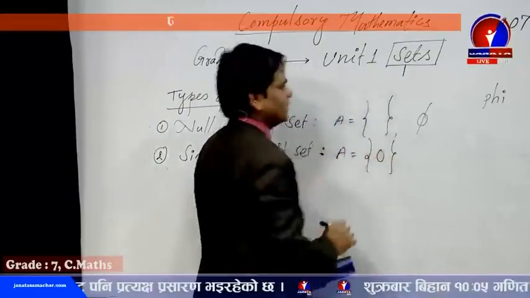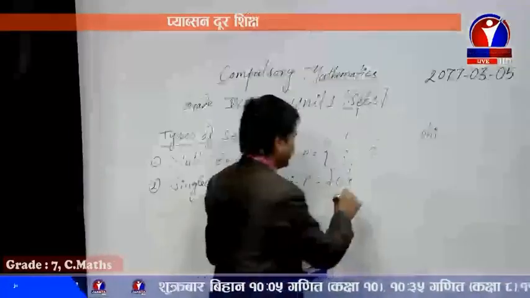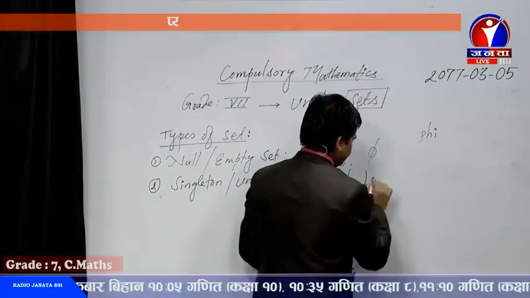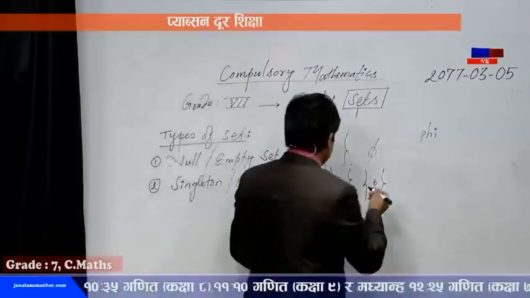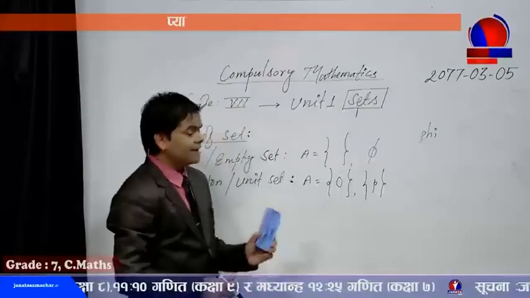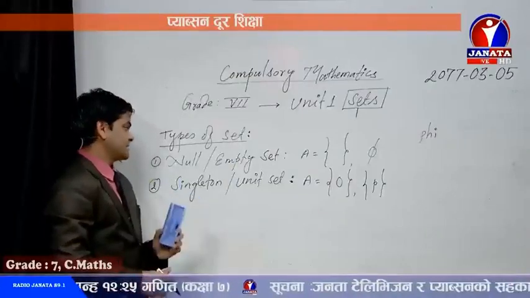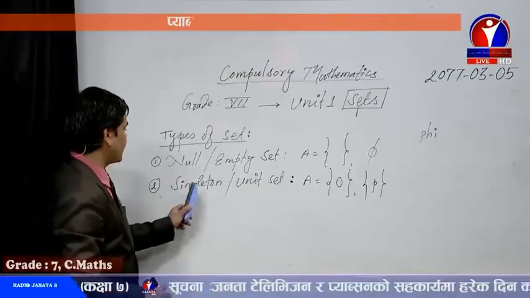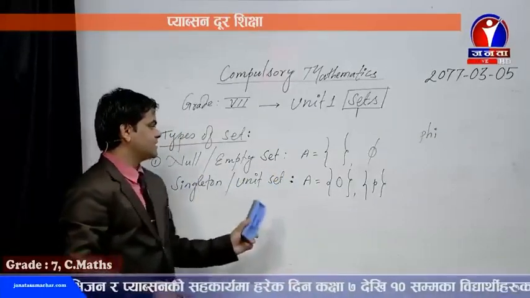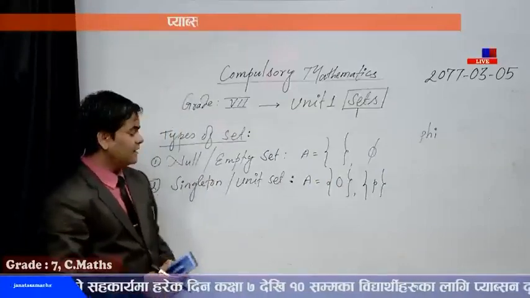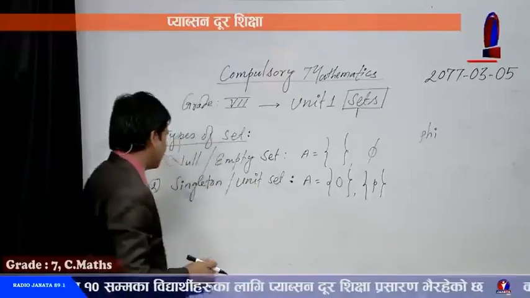That means we can write this one. At the time I had used this one, but it is not a null set. You can keep another example also, P. In this way, if you keep only one element inside the curly bracket, that type of set is known as unit set or singleton set. In any examination, if you are asked to give an example of unit set or singleton set, you can write any alphabet or any number, but there must be only one element.